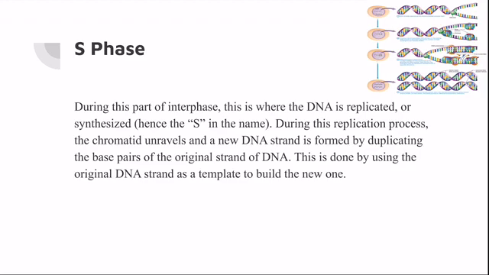S phase. During this part of interphase, this is where the DNA is replicated or synthesized, hence the S in the name. During this replication process, the chromatid unravels and a new DNA strand is formed by duplicating the base pairs of the original strand of DNA. This is done by using the original DNA strand as a template to build a new one. The diagram in the upper right corner shows all the stages needed for DNA replication.